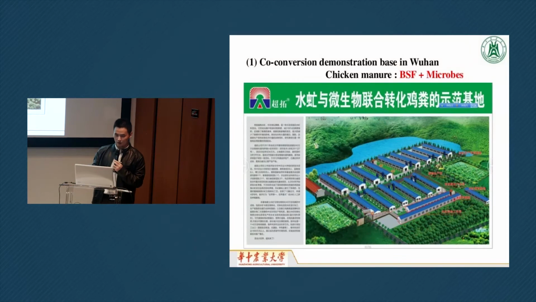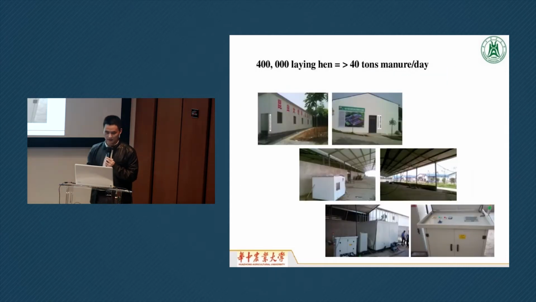Using this technology, we established our base in Wuhan, China. This chicken farm has about 400,000 laying hens, which produce 40 tons of manure every day, and we use this technology for the waste management there.